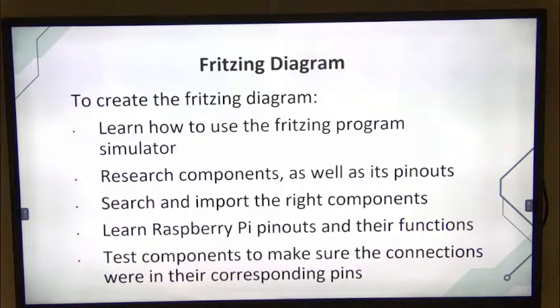We had to do the research of all the components necessary as well as their pinouts. And very important, we had to search the pinouts for the Raspberry Pi and its functions. In this case, we are using the Raspberry Pi 4 Model B. And of course, we have to test the components to make sure that the connections were in the right place.